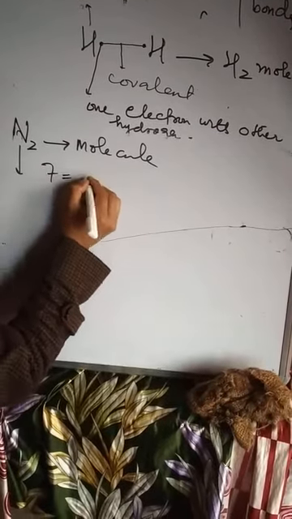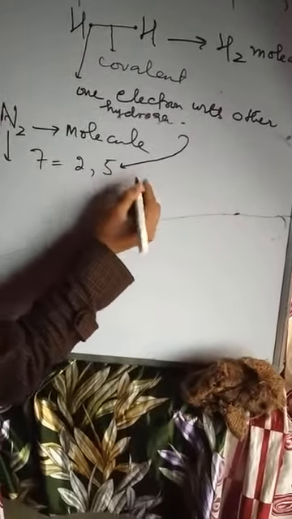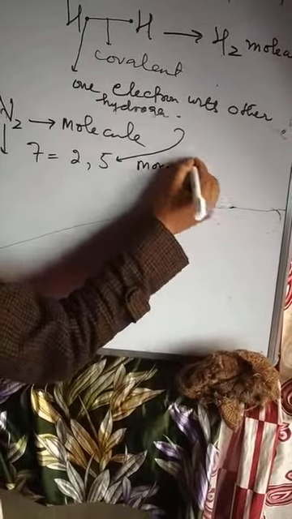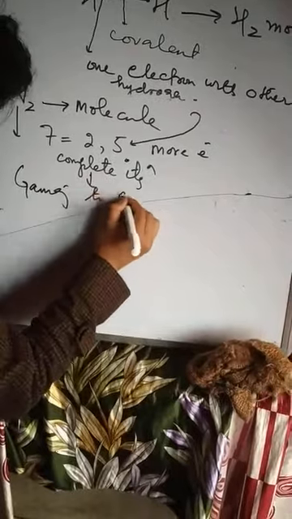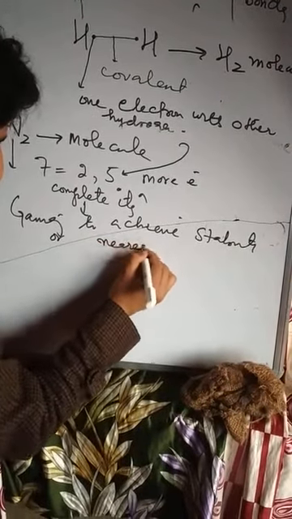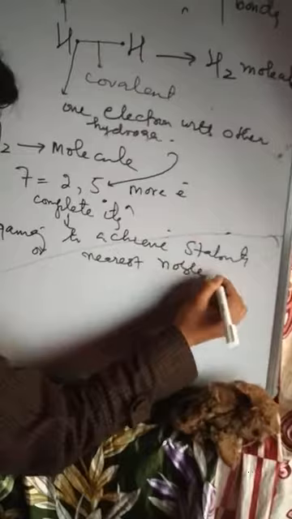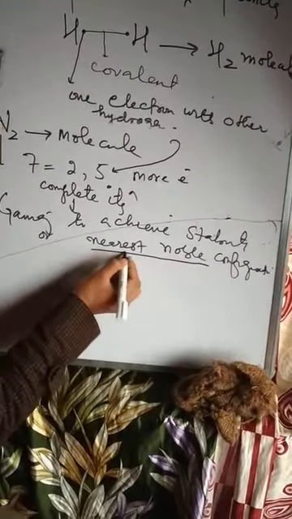That means in first shell it contains 2 electrons. In second shell it contains 5 electrons, because this nitrogen is in a state to gain 3 more electrons to complete its octet. Because I told you people, the only funda behind gaining or losing electrons is to achieve stability or to achieve nearest to noble gas configuration. Because as far as noble gases are concerned, they are stable at their room temperatures.